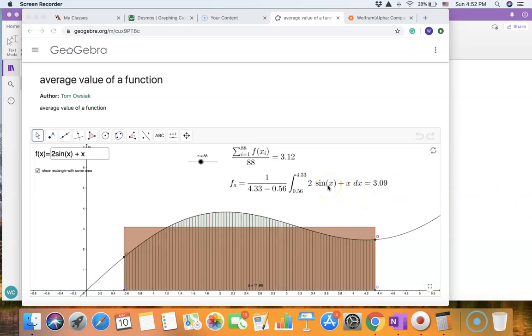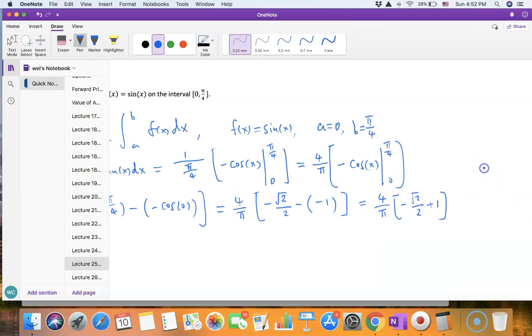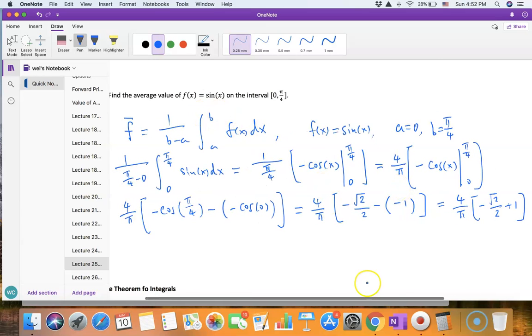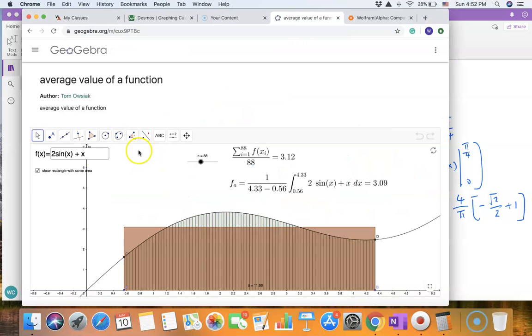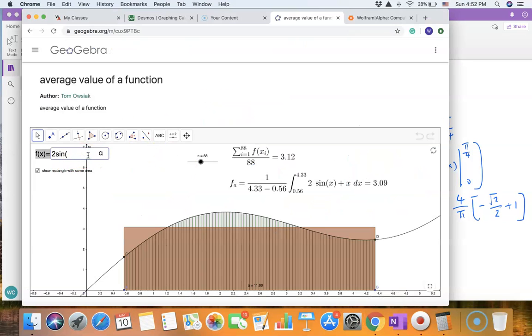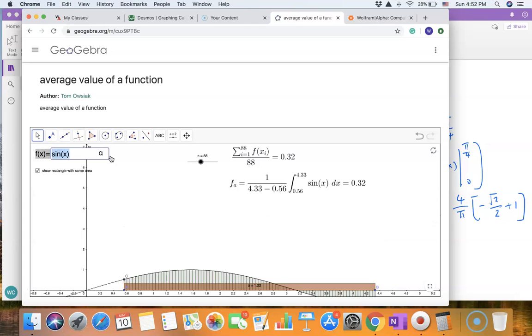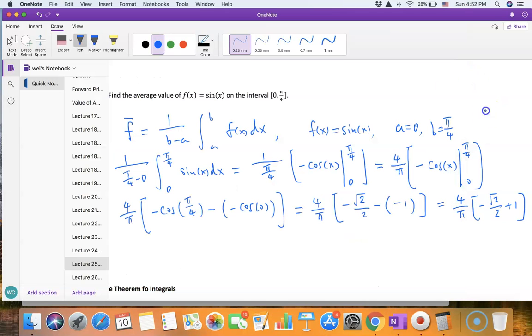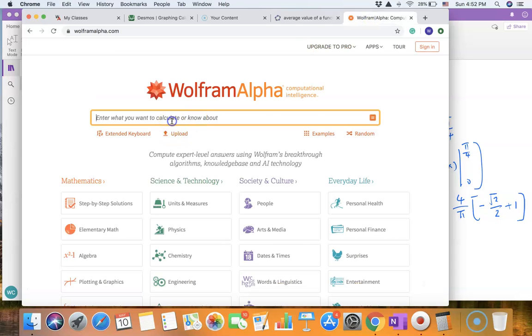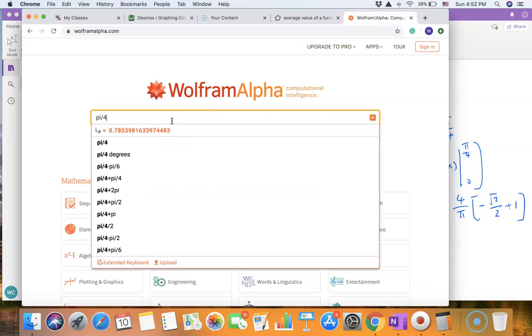Okay, now I want to use this software to verify my result. So first, I want to change the function into sine of x. And the interval here is from 0 to pi over 4. Now, pi over 4 is around 0.79.